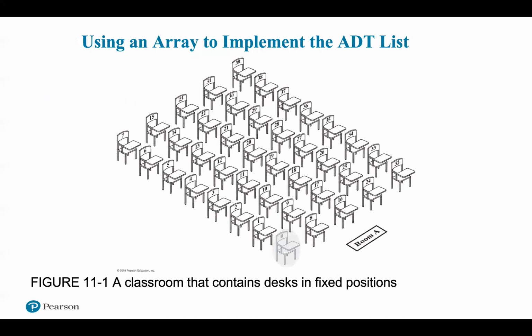So let's talk about using an array to implement the ADT list. We began with the classroom analogy in chapter 2 to describe how an array can represent a bag. But this time we'll show how to represent a list. In doing so, we show how the add and remove methods would work. Subsequently, we present a corresponding Java implementation for the list.